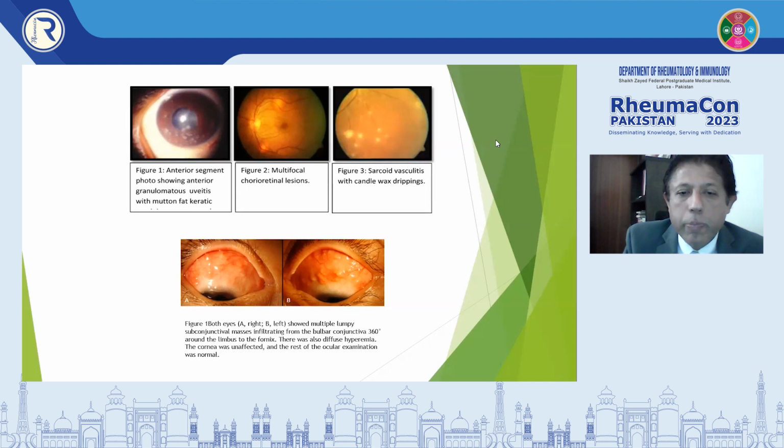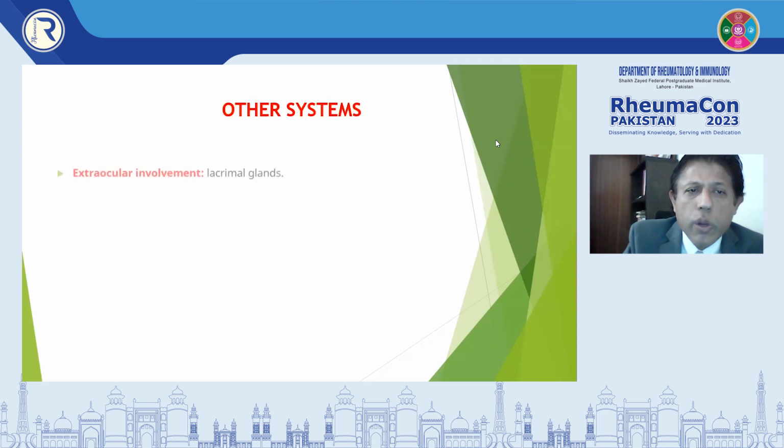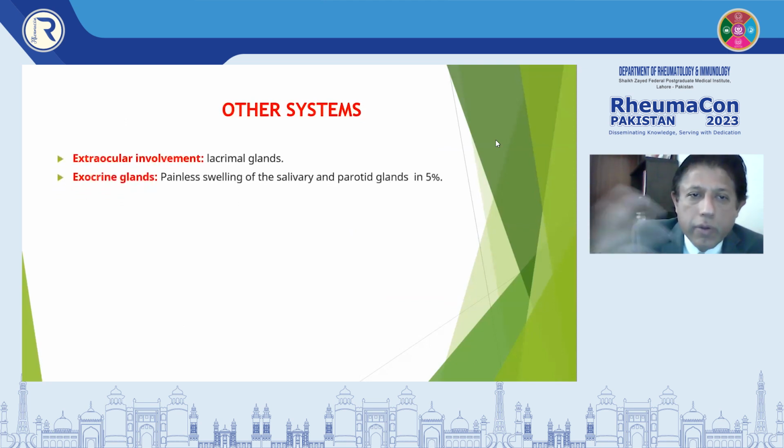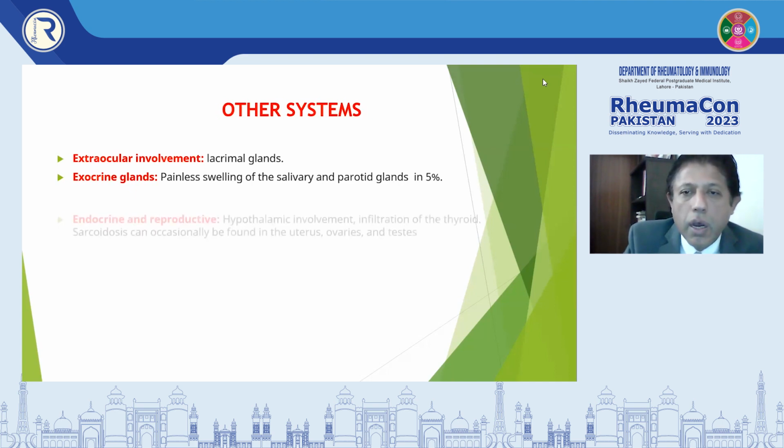And the lower picture shows multiple lumpy, bumpy subconjunctival involvement with sarcoidosis. Quickly, the other systems' involvement: extraocular involvement of the lacrimal glands with resultant dry eyes, and less commonly involvement of the exocrine glands such as the salivary and parotid glands, with subsequent similarity to Sicca syndrome.